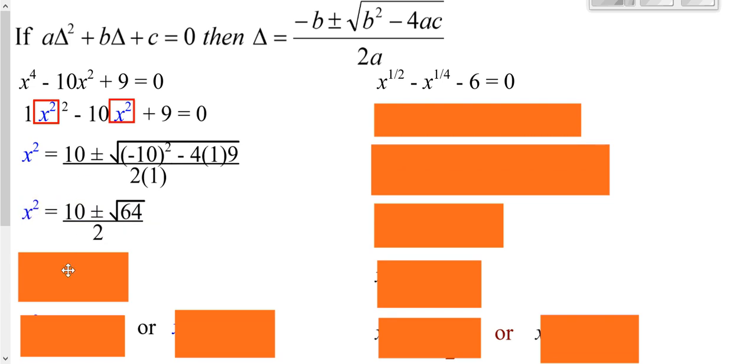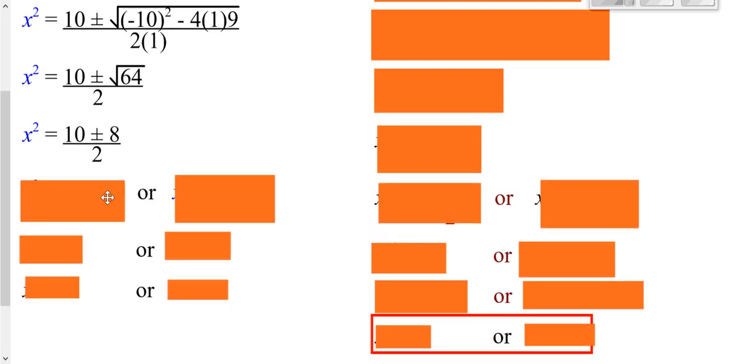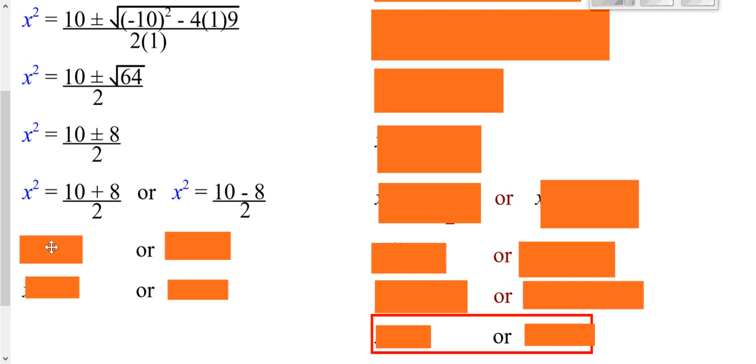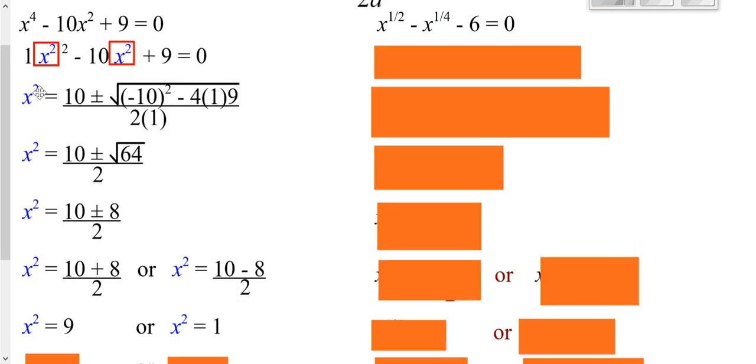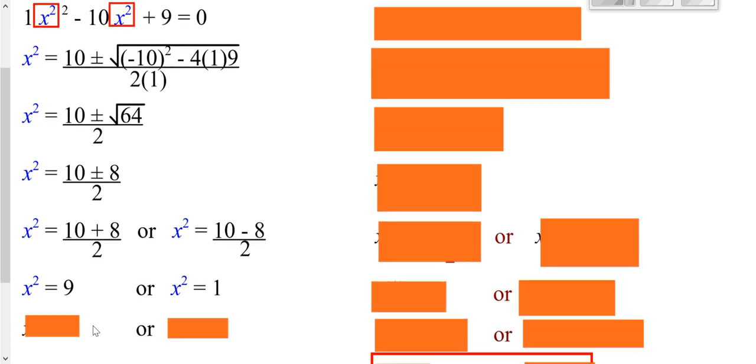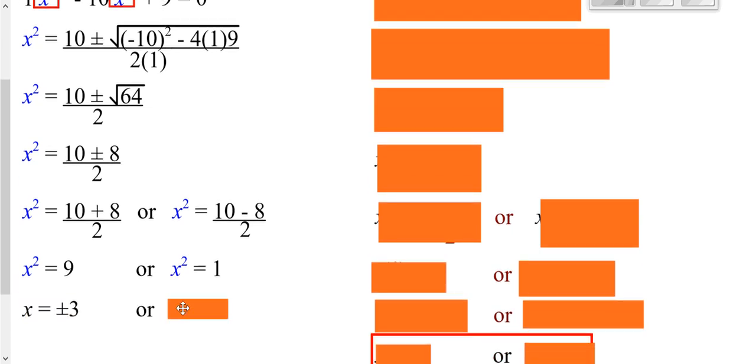Inside your root, you get the square root of 64. You know the square root of 64 is 8. Nice, neat numbers. You could break it apart into 10 plus 8 and 10 minus 8, both over 2. Simplify each one. Then you want to go ahead and finish getting x by itself. So remember to write what's in your box equal to here so that you remember to do your last step here. Take the square root of both sides.